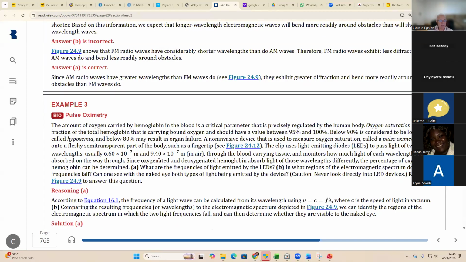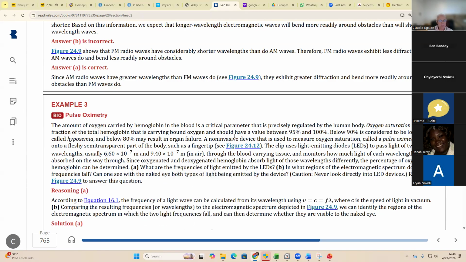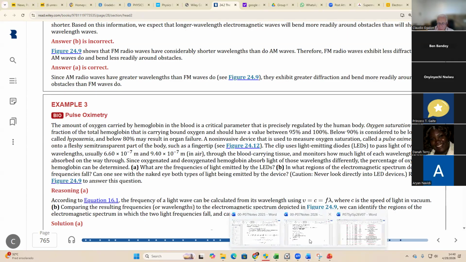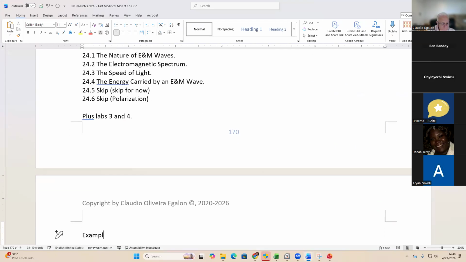And what are the frequencies of light emitted by the LEDs? You have the wavelengths, and you have the speed of the light, right? You can come up with, let me just do an example, right? Example.